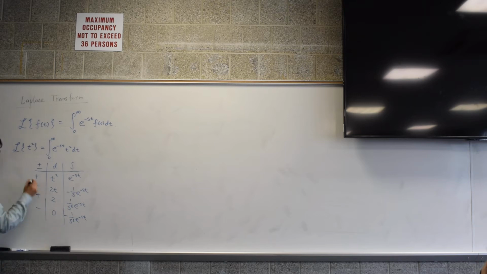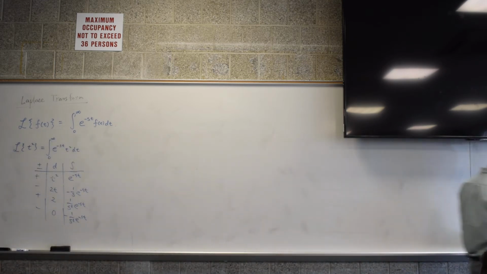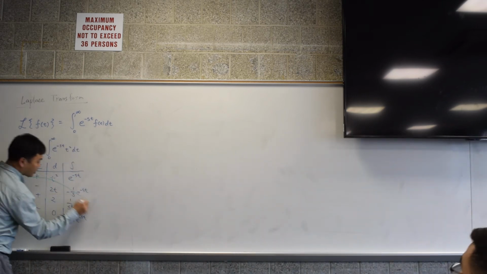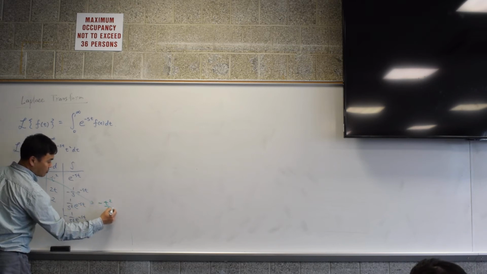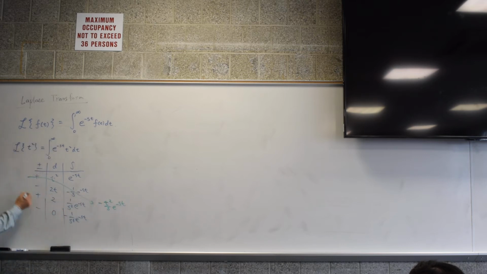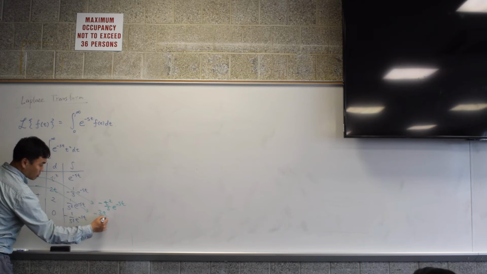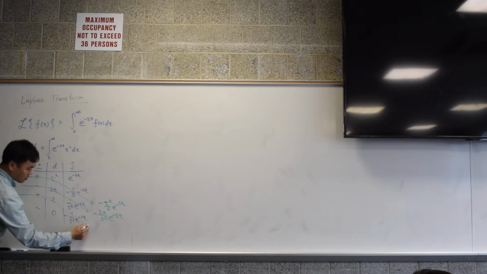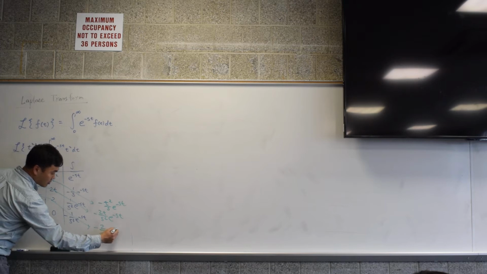and then if we start multiplying like that, I get negative t squared over s times e to the negative st from here. If I multiply here, that's negative 2t over s squared e to the negative st. And this is the last one. This will be negative 2 over s cubed e to the negative st.